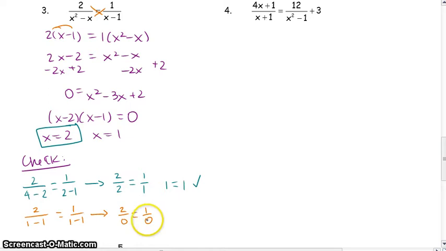Looking at this, we have a 0 in our denominator. That means that this solution is undefined. So this is not a real answer. So this x equals 1, that is an extraneous solution, so our only answer is x equals 2. Whenever we get a 0 in the denominator, that's a red flag to us that that is not a real number, so we cannot use that as an answer.